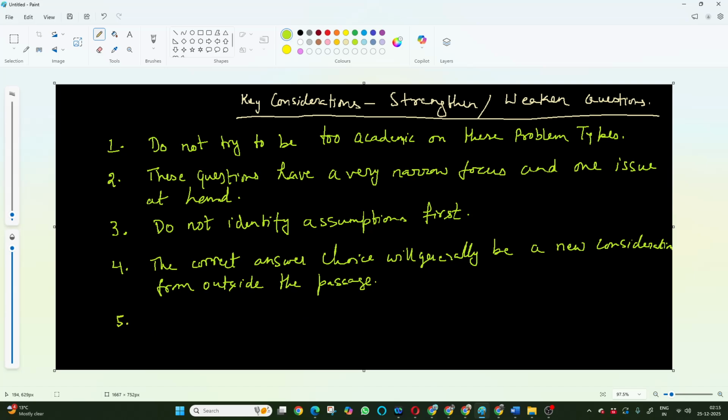Okay, now the fifth consideration. Do not take extreme stances when it comes to strengthen or weaken questions. What I mean is, a strengthener does not have to make the argument bulletproof. On the other hand, a weakener does not have to kill the argument. Even a small nudge, something that slightly increases or decreases credibility, is enough. All right, so you do not need to absolutely prove or absolutely destroy the argument.